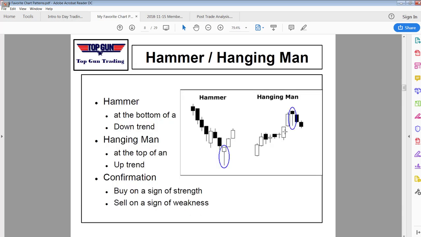Hammer, hanging man. They're basically the same, but one is after a pullback, an up reversal, and one is after an uptrend that's reversing back down. You need a confirmation, as in all candlestick signals. You need at least one confirmation candle, if not 3 total, where 1 before or more.